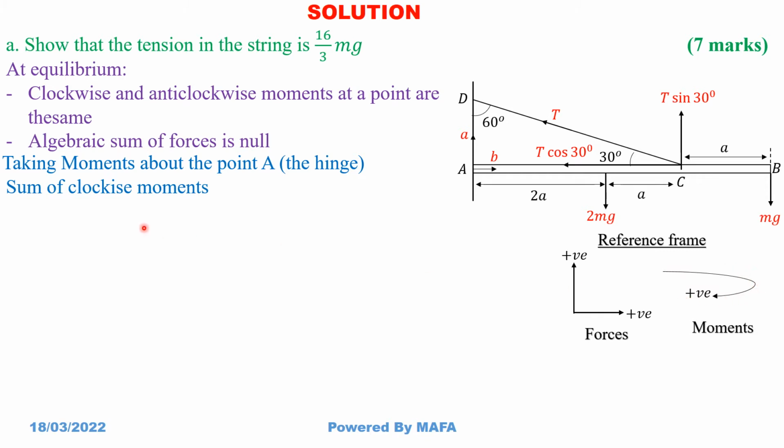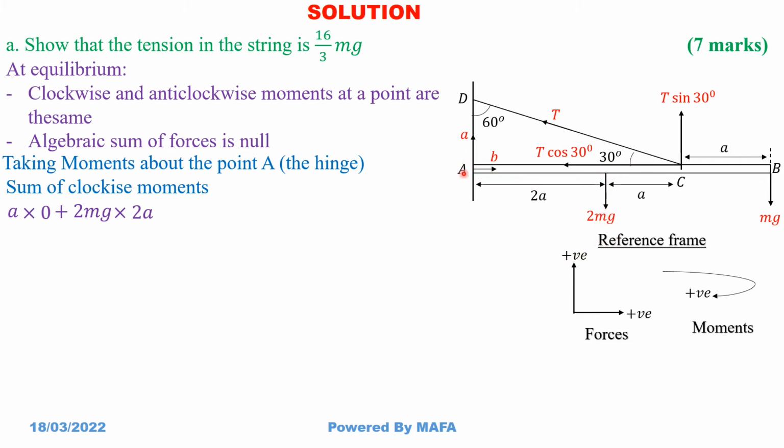The first force is going to be the force A, which is acting at the point A, at the hinge where we are taking our moment. So its perpendicular distance will be zero. Definitely there is no distance because it is acting at that point. So we have A times zero. Next, we have 2 mg, because it causes this part to go like this. So you have 2 mg.